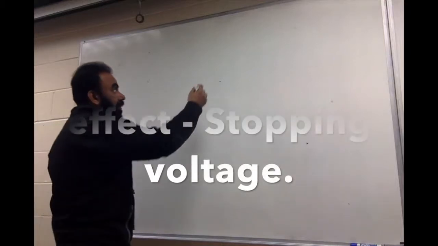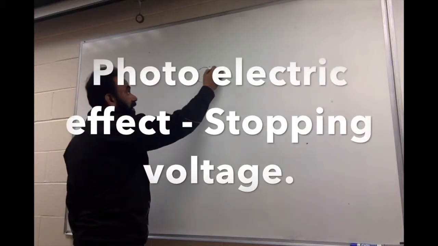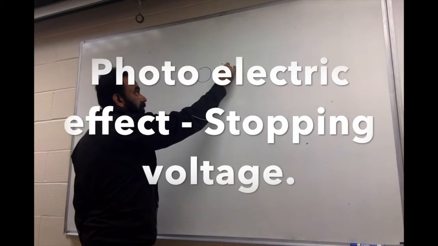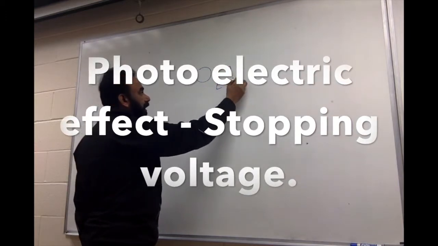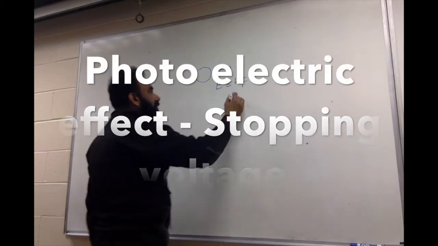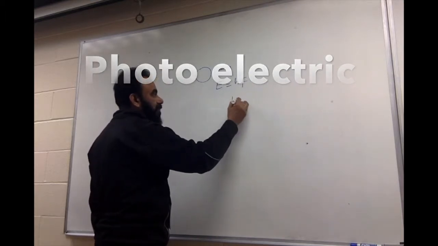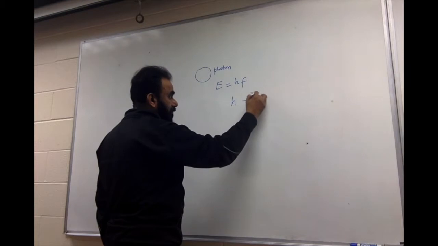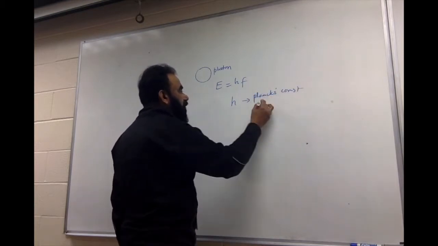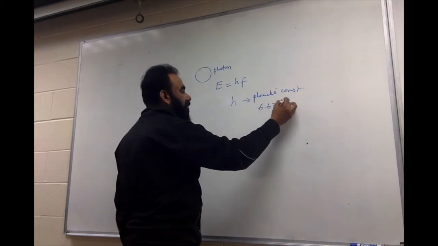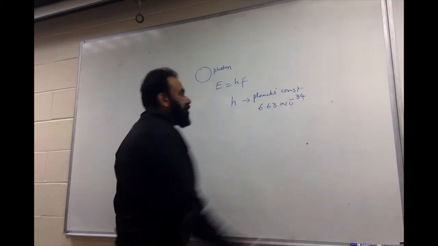Each photon has energy E equal to hf, where h is Planck's constant, which is 6.63 times 10 to the power minus 34.